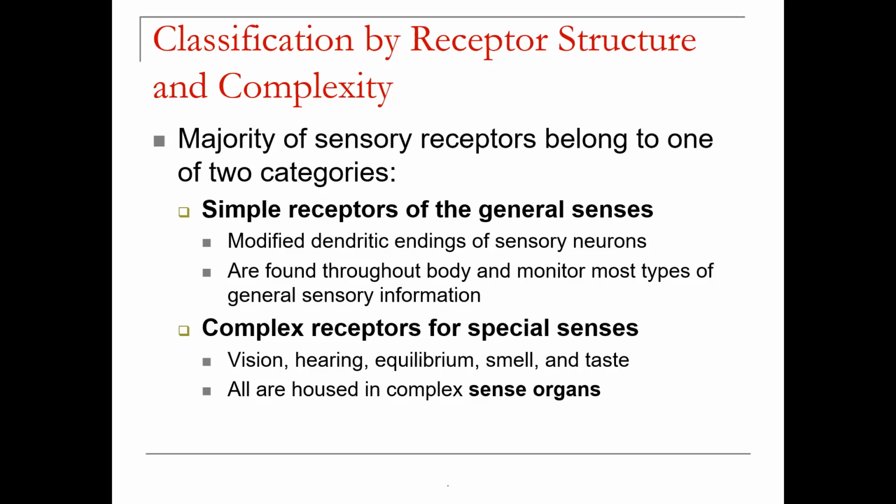The complex receptors, the special senses, are all individually housed in what we call the sense organs. The eye is a sense organ. The nose is a sense organ. So the sensory receptors are protected inside this organ.